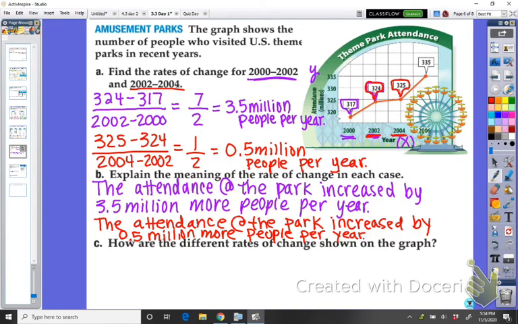And part C, how are different rates of change shown on the graph? So you can see by the way the lines are drawn right here versus this part, the blue one from 2000 to 2002 is much steeper than the other one. And even in this last section here, it's even more steep. So the steeper the slope, the greater the increase of attendance.